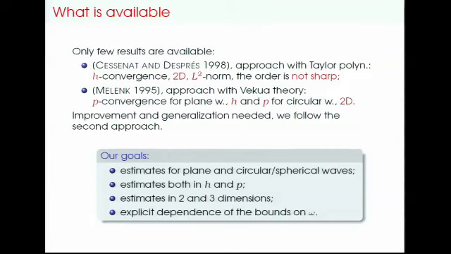There are not many results available, basically two, one by Cessenat and Després and one by Melenk. They are both quite strong results, quite deep, but they are not enough. They are not general enough and not sharp. So we want to say something more. What we want to prove is some best approximation estimates for plane waves and some estimates for circular or spherical waves. We want estimates in h and p in 2 and 3 dimensions, and we want the constant in front of each bound to be explicit in the wave number omega.